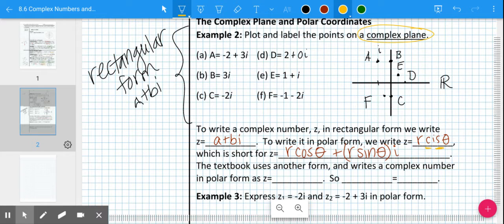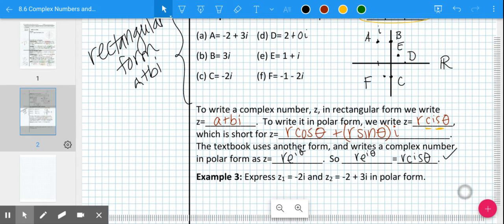The textbook uses a different form as well that's not as popular. They use this r e to the i theta. So if you see that in the textbook, r e to the i theta, you can just take the r and the theta and convert it to r cis theta and then use it our way. You'll just have to do that on some of the homework problems because that's how the book uses it. So just make sure you recognize that correspondence.